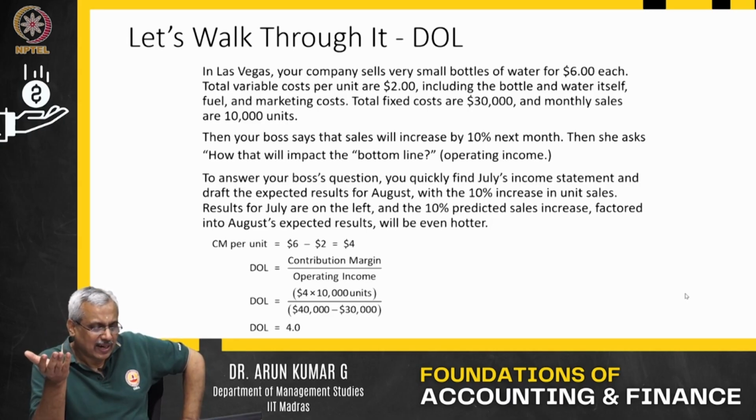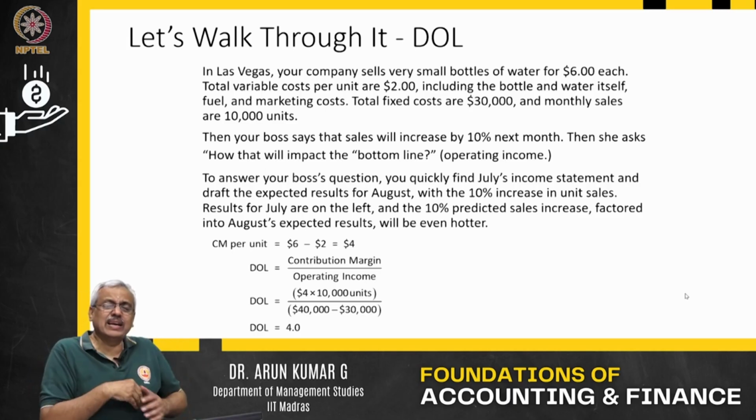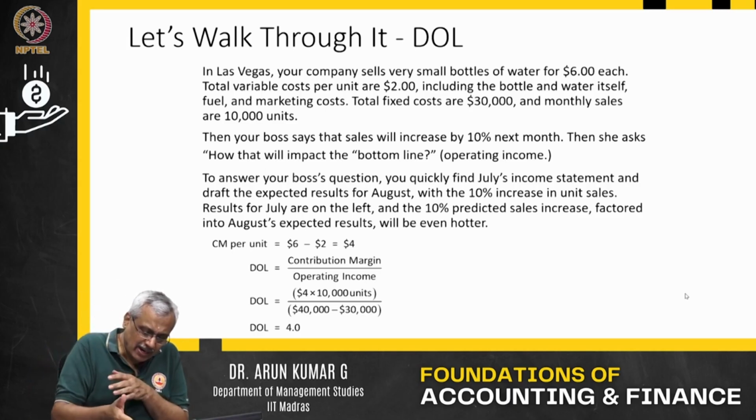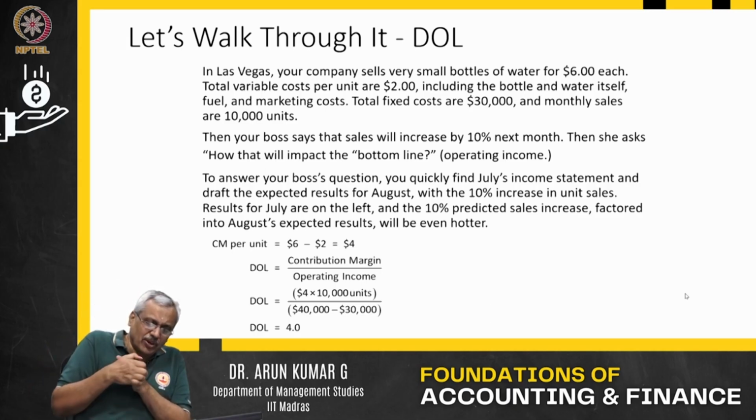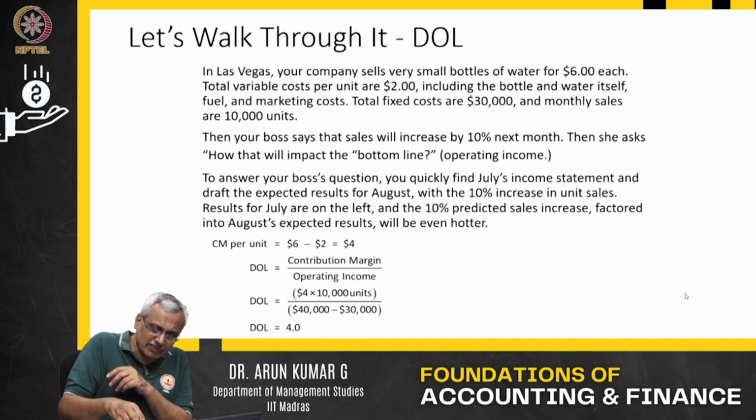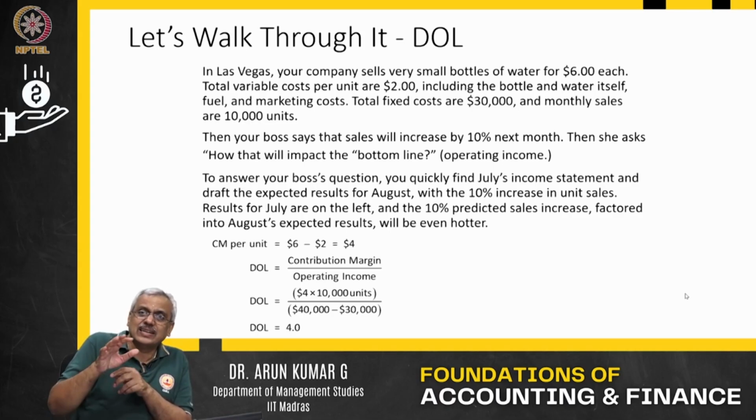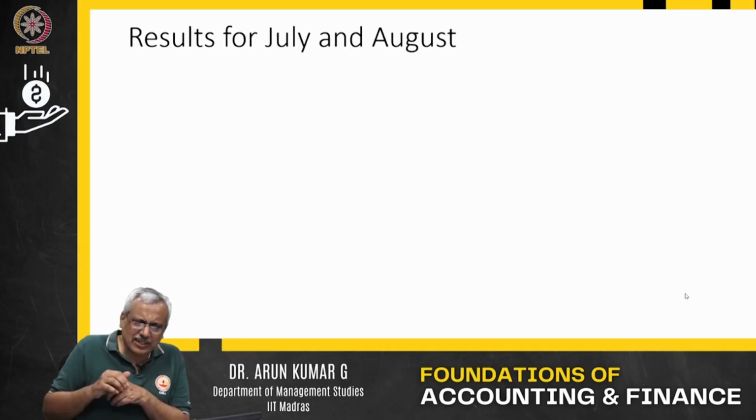What is my variable cost? $2 into 10,000, so 20,000 gone. So net is 40,000, which is my contribution. Fixed cost is 30,000. So contribution minus fixed cost gives me operating income, 10,000. My degree of operating leverage is 4, that is my contribution margin divided by my operating income. Its degree of operating leverage is 4. Sir, how is it going to be useful? Just wait, let us move to the next slide.